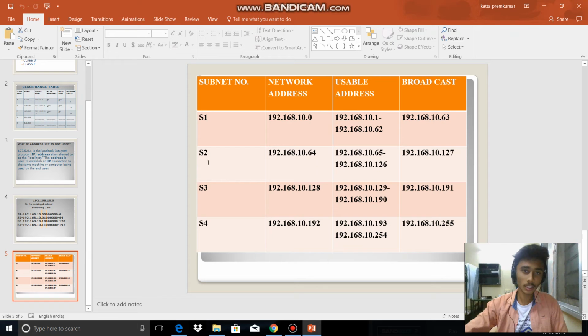And we see here subnet S2, network address 192.168.10.64. We have usable addresses 192.168.10.65 to 192.168.10.126, and broadcast is 192.168.10.127. Then we have S3, network address 192.168.10.128, and usable addresses 192.168.10.129 to 192.168.10.190, and broadcast is 192.168.10.191.